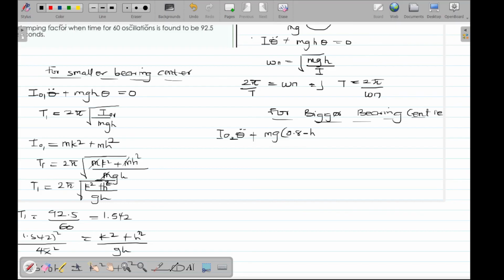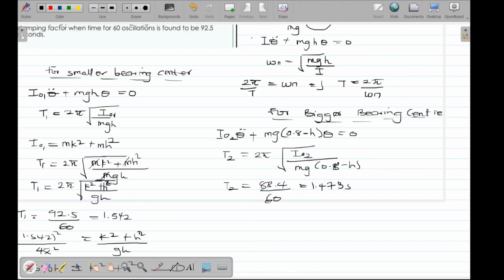So whatever you were doing with the h in the smaller one, this time you use what? 0.8 minus h. So over here we had mgh. So this time it's going to be what? 0.8 minus h theta equals 0. So of course T2 will be equal to 2 pi square root of I naught 2 all over mg times 0.8 minus h. Now T2 will be equal to 88.4 out of 60, and that will give us 1.473 seconds, right? What else?